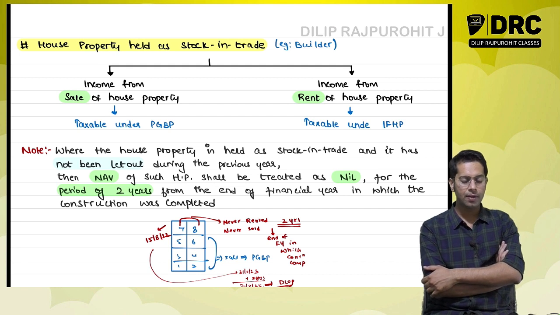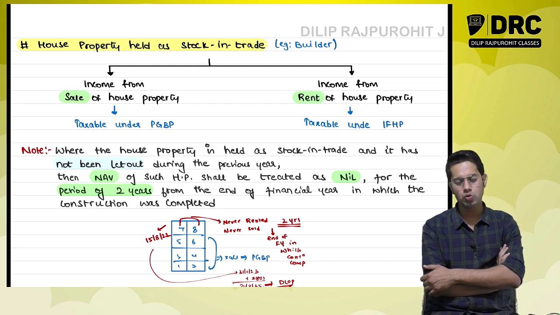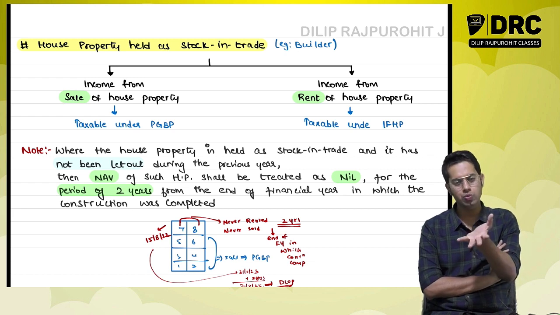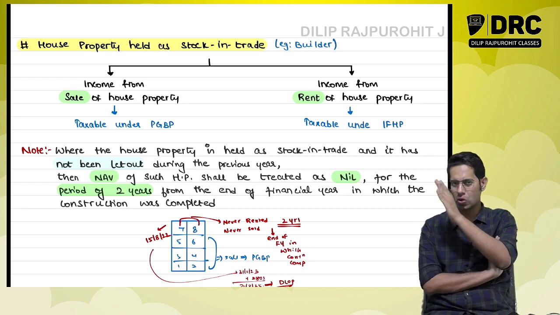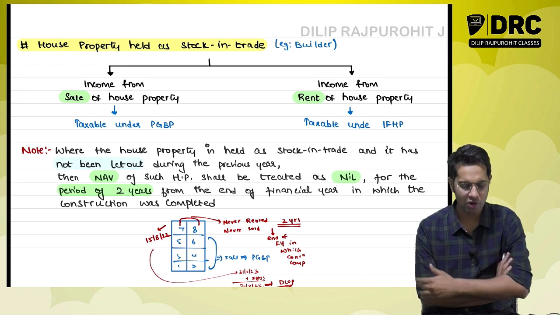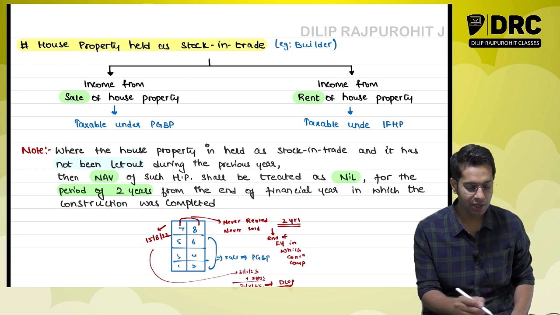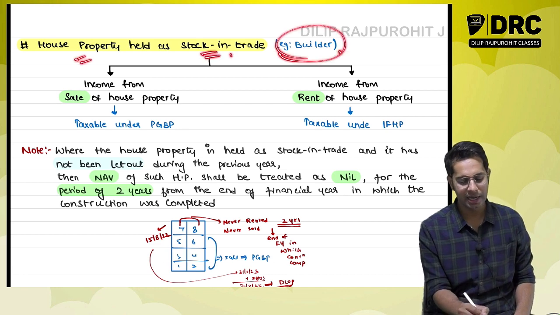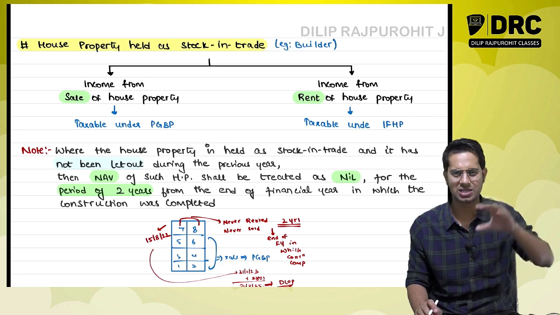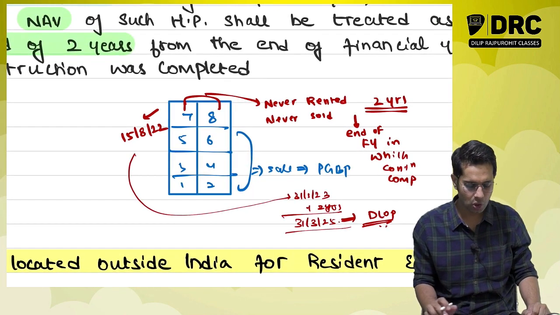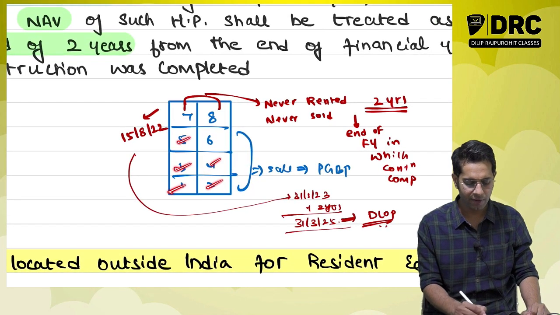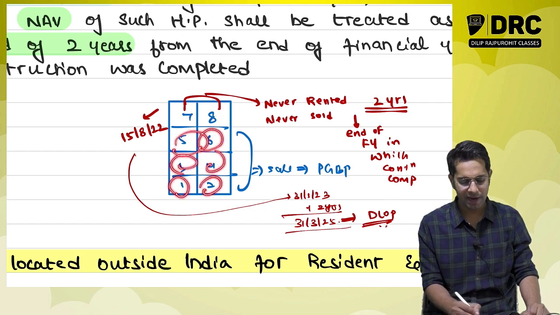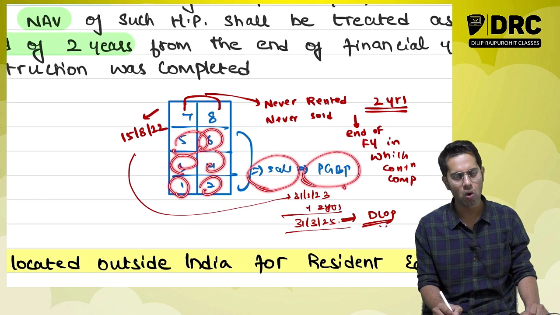Next, sir, what if a person has a house property which is stock in trade for him? This is already discussed in our first video, but let me just repeat it. What if I am a builder and the house property is held as stock in trade by me? That means I have constructed 8 flats and I have sold 6 flats. Because I have sold, the income will go to PGBP.